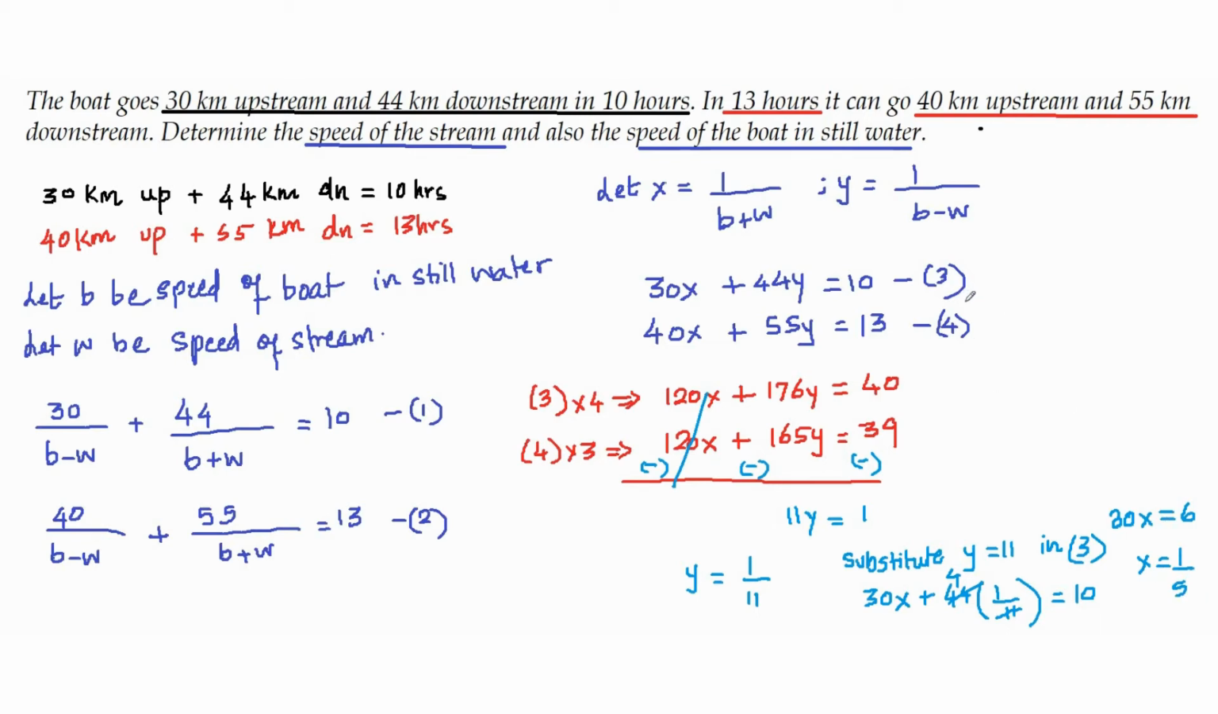So I have Y equals 1 by 11 and X equals 1 by 5. Now let us find the values for V and W.